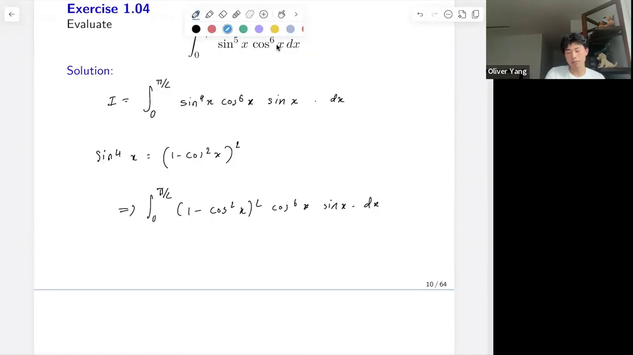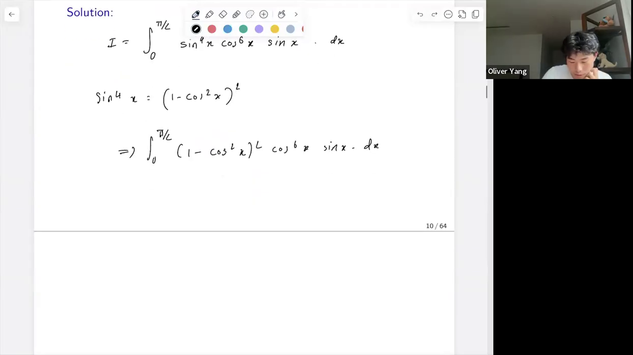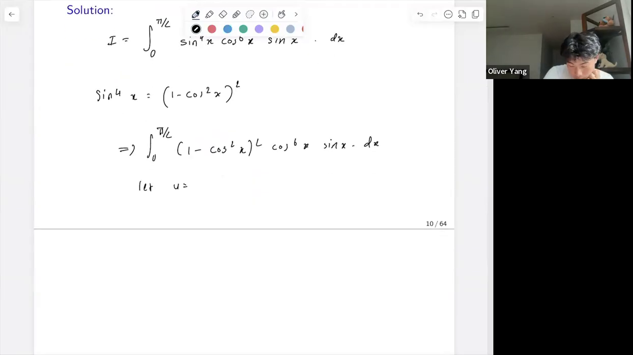Okay, cool. Now that we've only got a single sine left and the rest of them written in cosines, we can use u sub. So we can just do that. Let u equal cos x. du is going to be negative sine x dx.